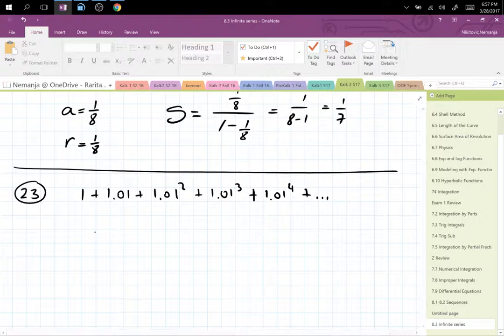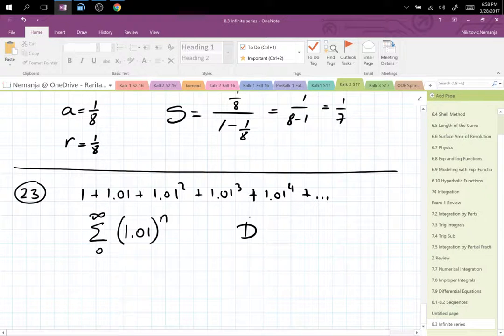All right, so we have 1.01 raised to the n, starting from 0 to infinity. So divergence because r is 1.01, which is bigger than 1. Done deal, right? Awesome, right? There we go. So test number 1, done. You are all masters of geometric series.